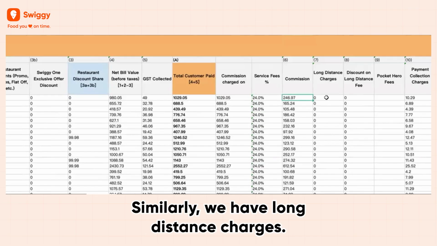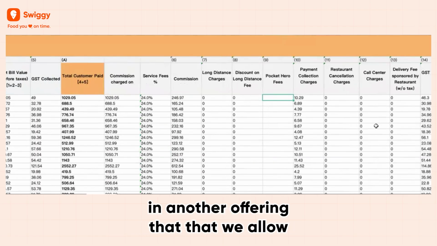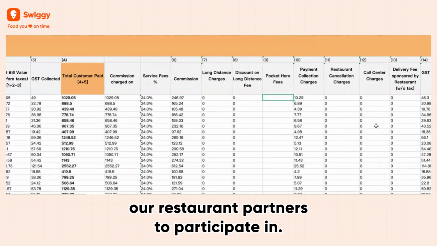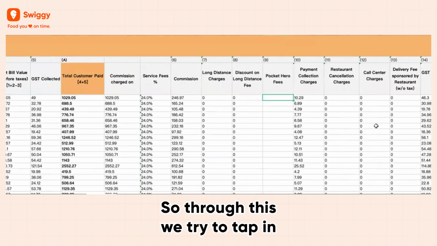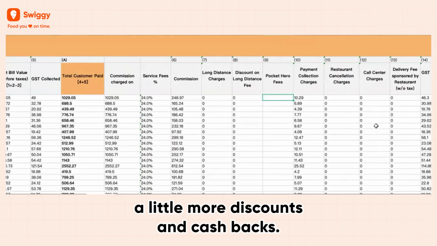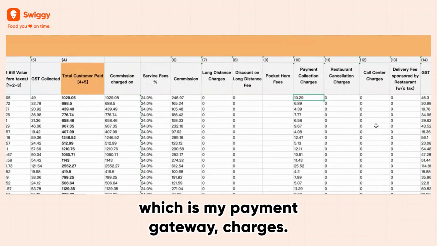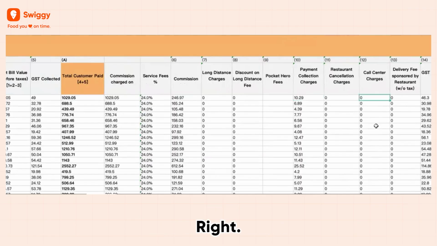Similarly, we have long distance charges. We have Pocket Hero fees. Pocket Hero is another offering that we allow our restaurant partners to participate in. So through this, we try to tap in a few more customers by giving them a little more discounts and cashbacks. Then my payment collection, which is my payment gateway charges.